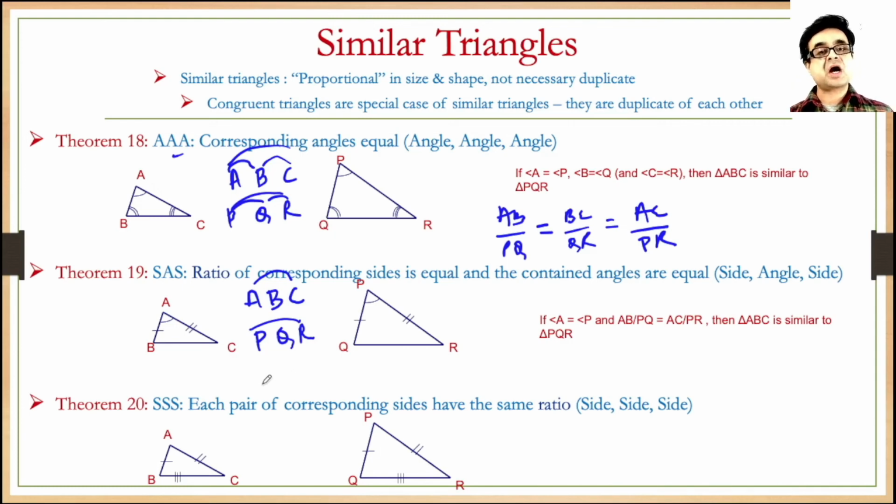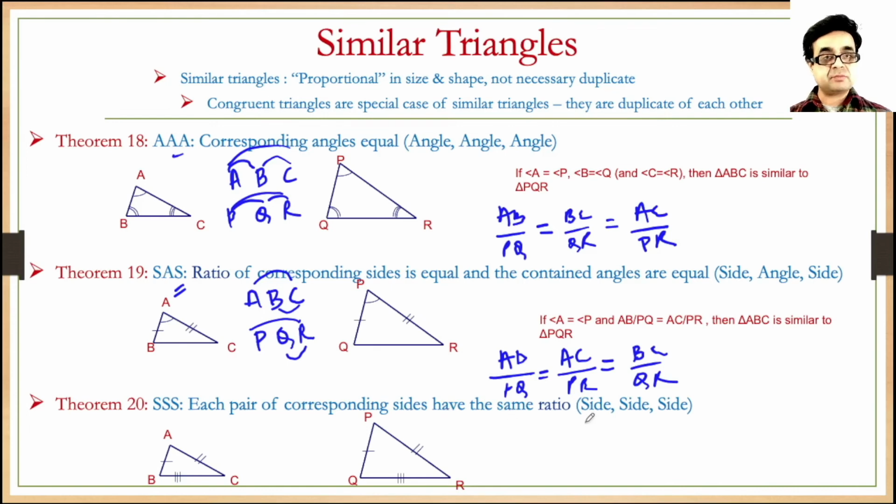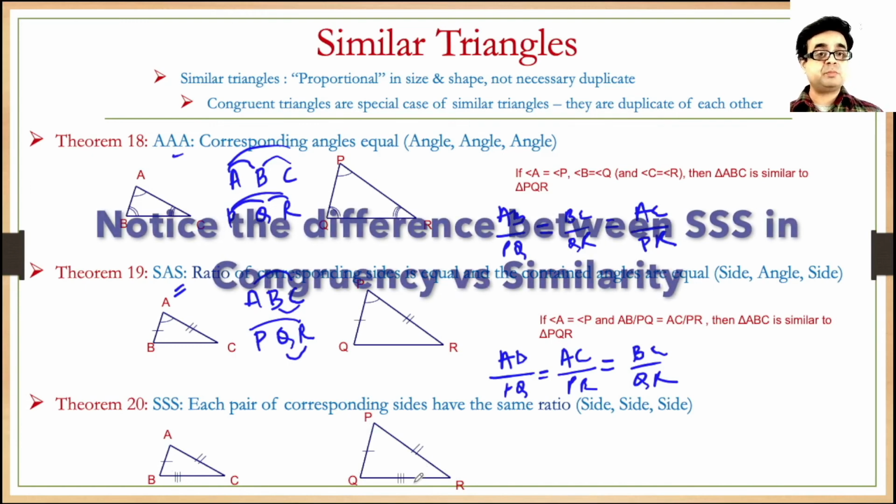Since these triangles are similar from the SAS condition, that would mean that AB by PQ is equal to AC by PR. This was already given to us. It is also equal to BC by QR. And the third property is SSS, which means that if each pair of corresponding sides have the same ratio, so side AB divided by side PQ equals side AC divided by PR equals side BC divided by QR, then the two triangles would be similar.